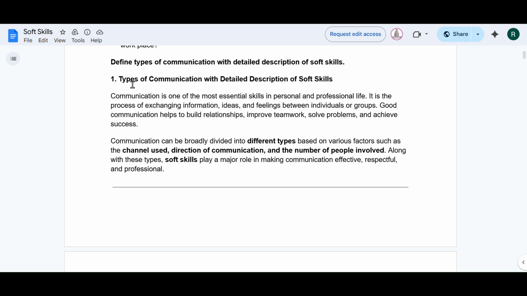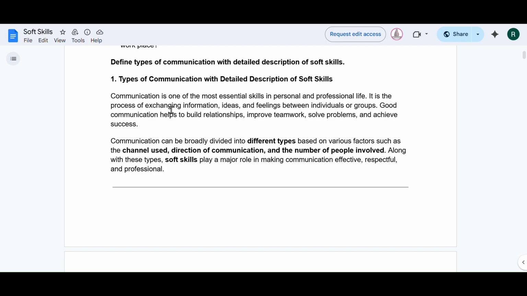So, what is our question? First question: types of communication with detailed description of soft skills. What they are asking in the question is that we need to explain how many types of communication there are and what the types of communication are, with a detailed description.